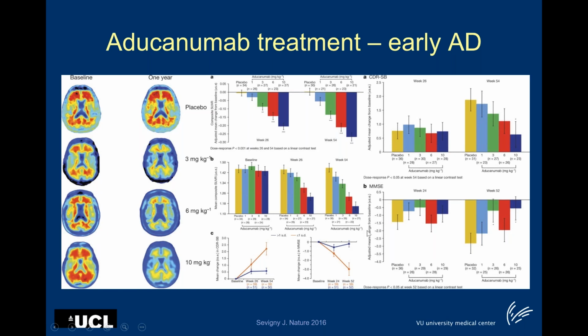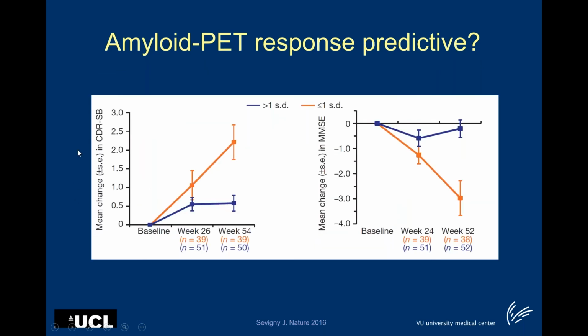But what I found most interesting in this paper is this small panel here at the bottom. And I'll zoom in on that for you. So this is looking at the change in the CDR sum of boxes, which is a general dementia score. And on the right side, you see the change in the Mini-Mental State Examination score, another general dementia score. And the blue and the orange ones are people where there was a reduction in the amyloid on the PET, or where there was less than 1 standard deviation reduction of the amyloid on the PET. So the blue ones is where there was more removal of amyloid.